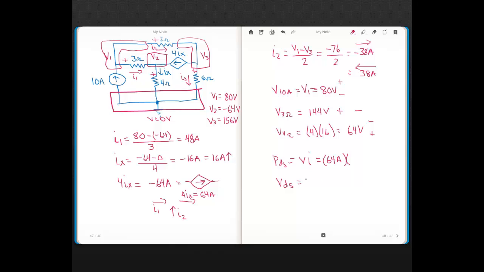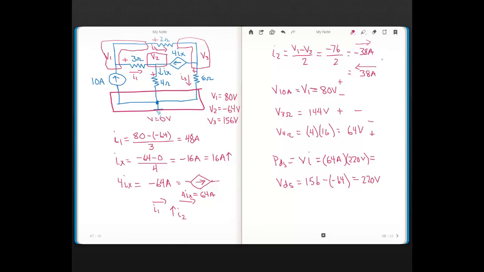So we have V3 at 156 minus V2, which is at minus 64. So that gives us what? That comes out to 220, if I did my math right here. 220 volts. Right, because 64 plus 156 is 220. So 64 times 220 volts, which is quite a bit of watts.